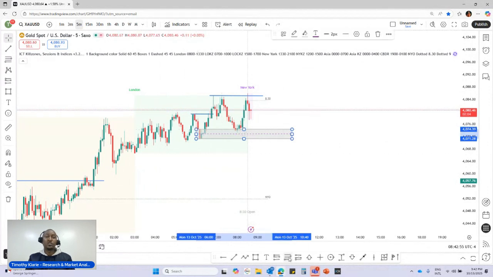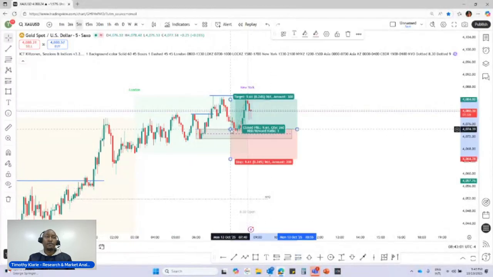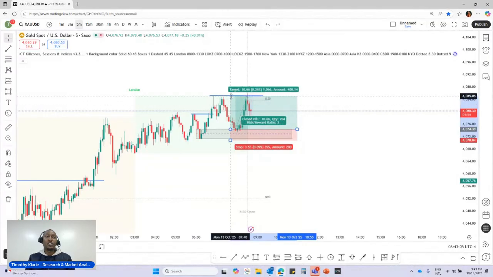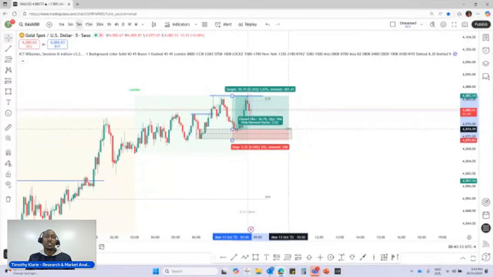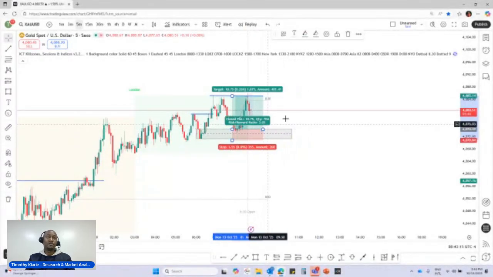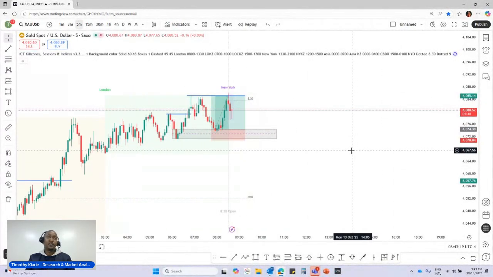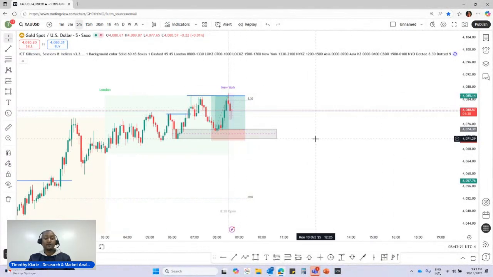Risk to reward ratio 1:2. If this is our entry here, our stop loss should be here, and targeting these highs there. So you see that's a risk to reward ratio of 1:2, actually 1:3. You comfortably have that. So very, very important.